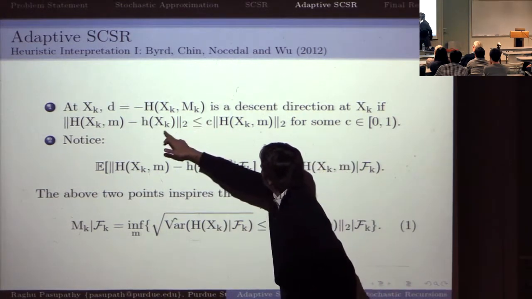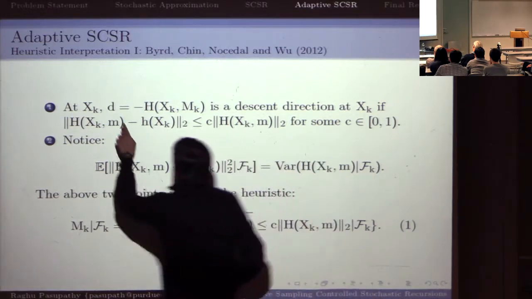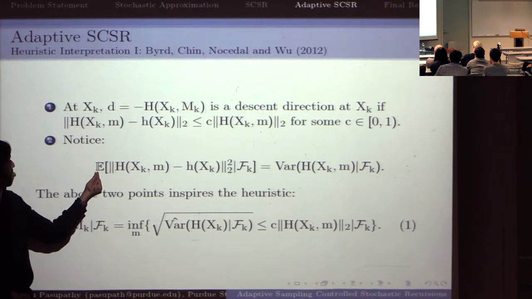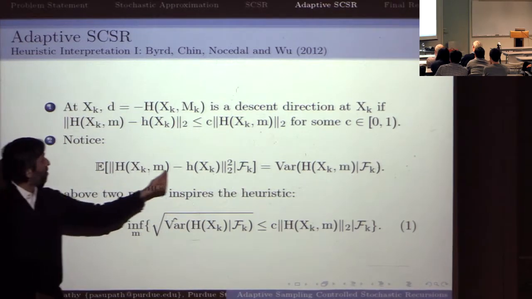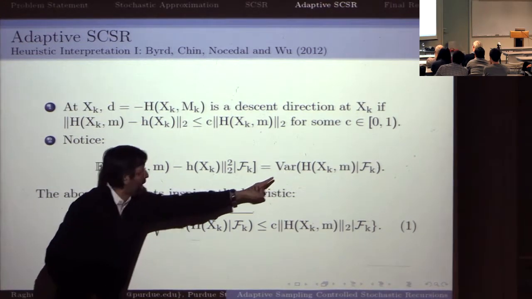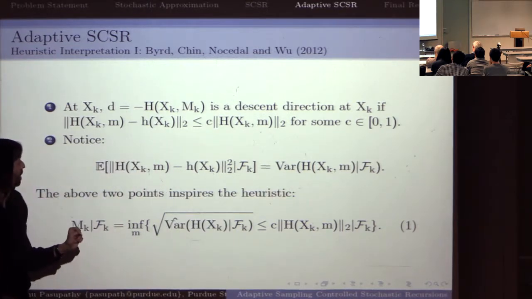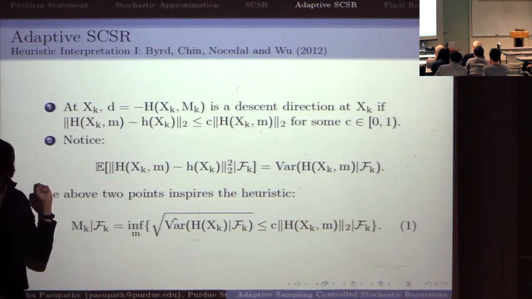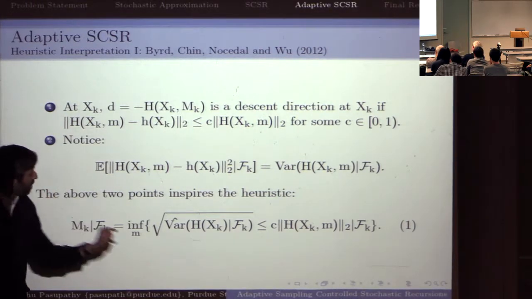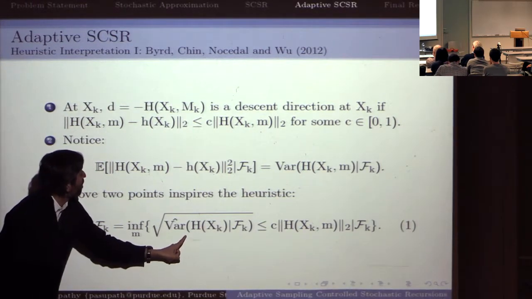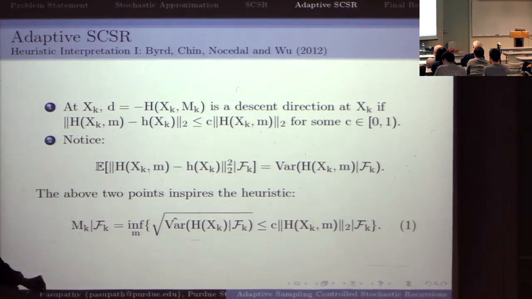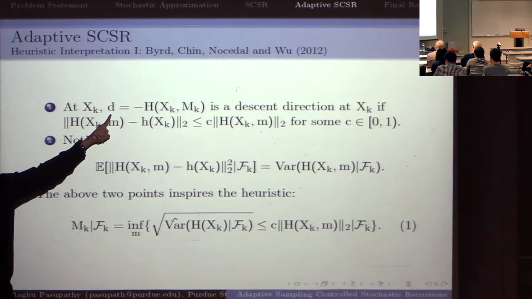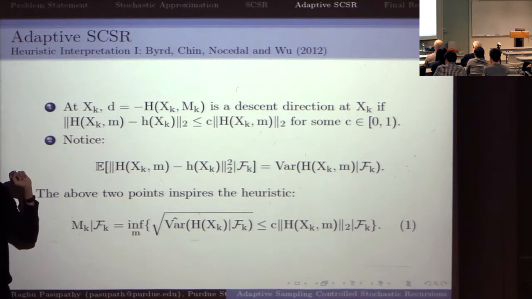So given that this is a descent direction, and if we, for example, say the expectation of h minus little h turns out to be the variance in a case where capital H is unbiased, you can actually estimate this quantity through the variance estimator. Right? So this quantity right here is the variance estimate. So this immediately gives you a way to estimate a descent direction, so to speak. It's purely from an optimization side.